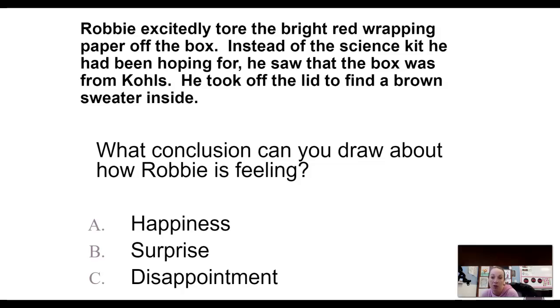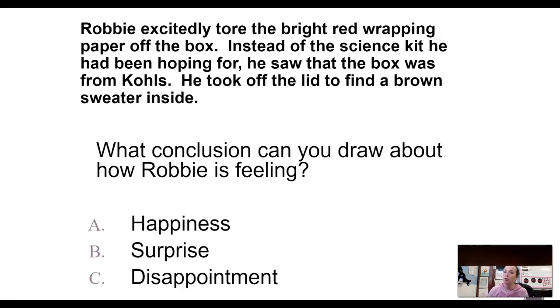Now, first you have to determine the clues. Nowhere in the story does it say he's happy or that he's surprised or that he's disappointed. We must start looking at our clues. Well, one of the clues is that instead of a science kit, he has a box from Kohl's. So let's think about this. If you really wanted something and you open it up and here's this box from Kohl's, how would you feel about that? And then he took off the lid, and under the lid was a brown sweater. Well, how would you feel if you had a brown sweater?